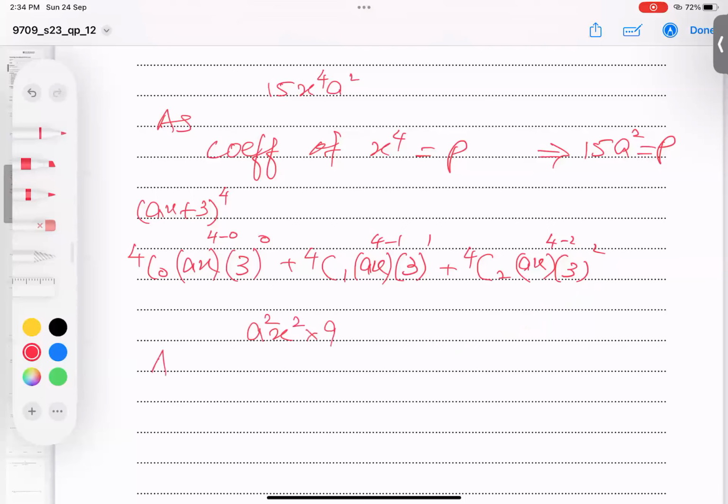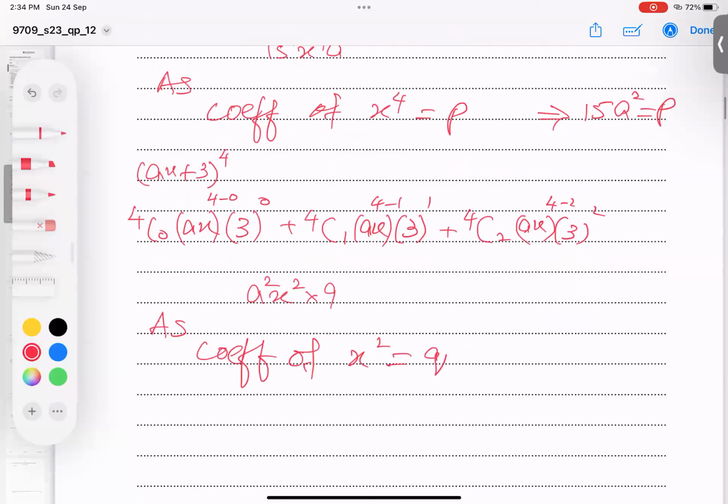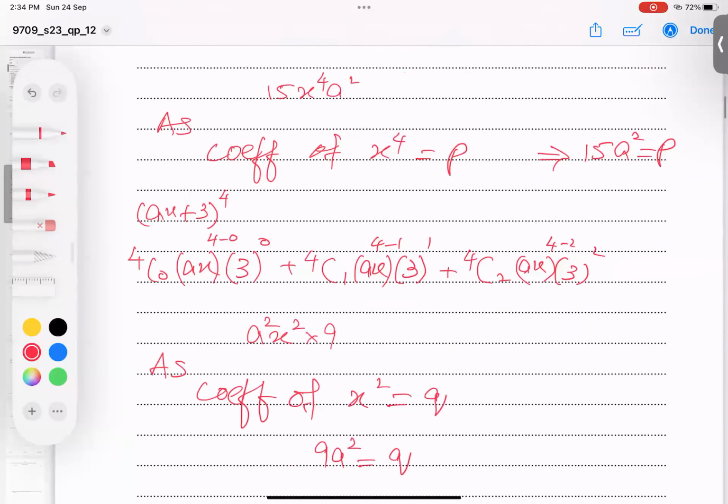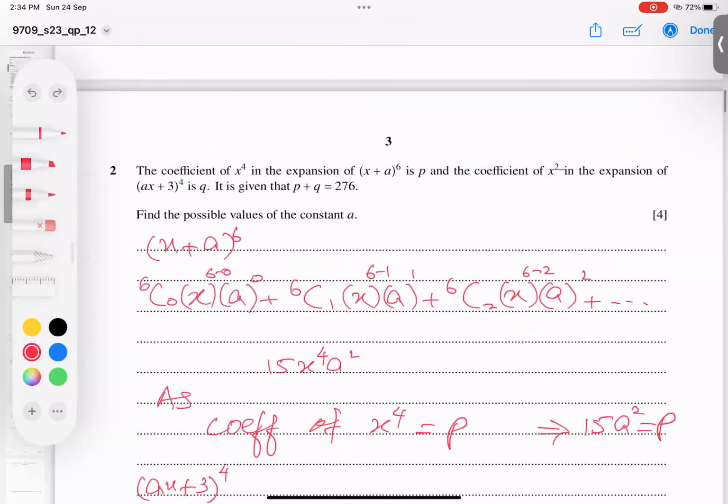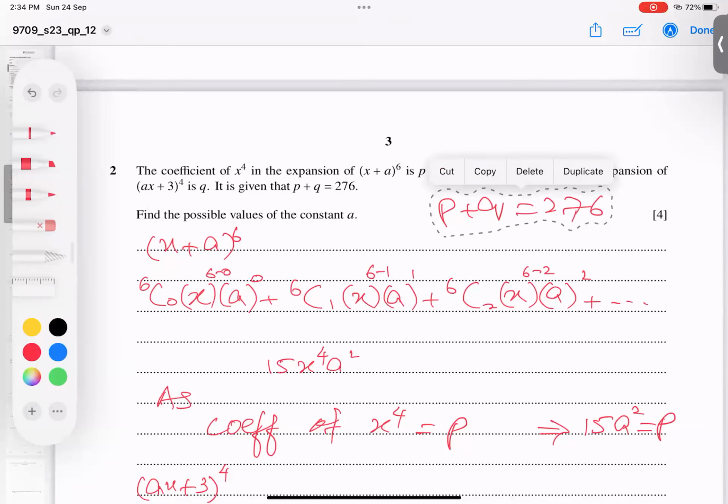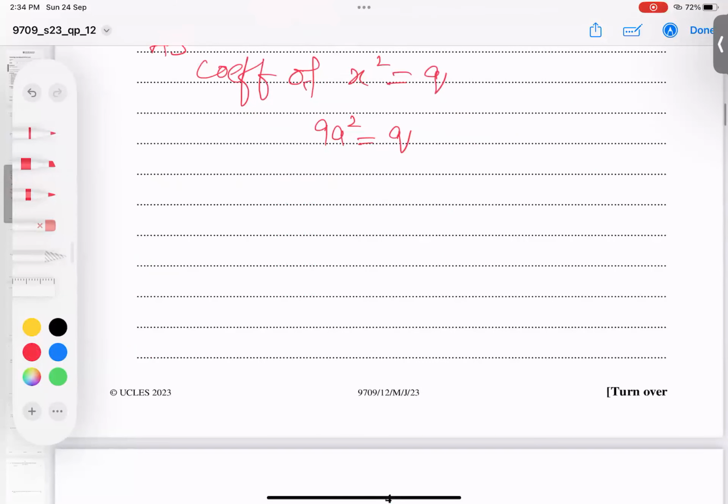So the coefficient of x to the power 2 is given by him as q. It means 9a square. So I will take 9a square equals q. So these two equations I have now. And according to the statement, he said p plus q is equal to 276. So this equation I take from here and copy here.